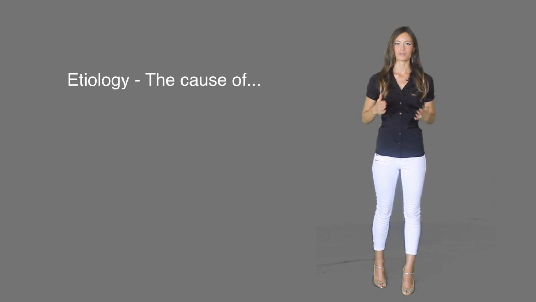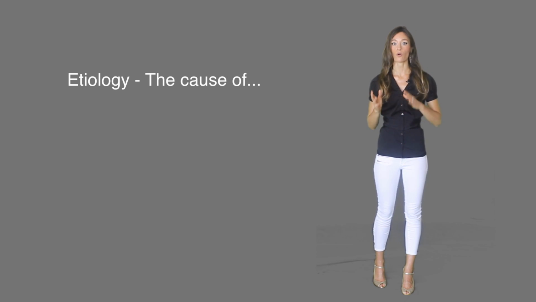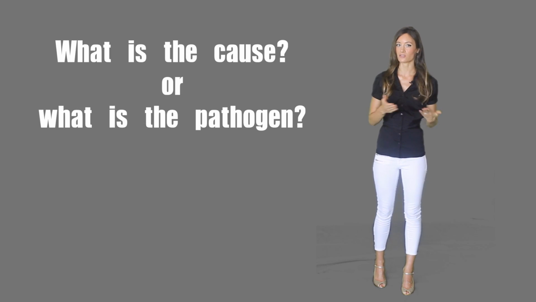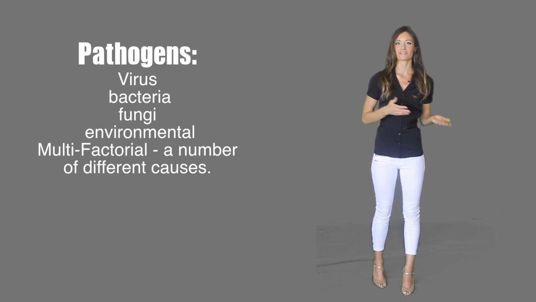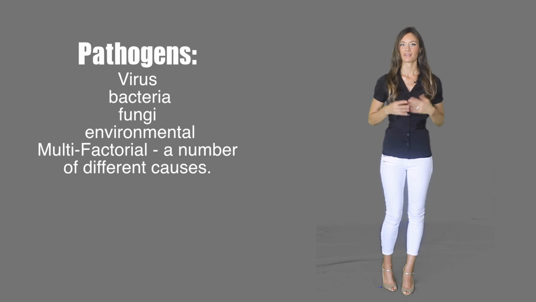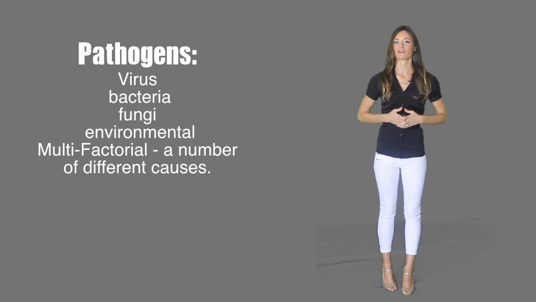Etiology is a word that you will see a lot in this class, and it basically means the cause of or manner of causes. So what you're looking for in pathophysiology is basically what is the cause or causes, or another word is what is the pathogen. Some pathogens can be virus, bacteria, fungi, environmental, or multifactorial, meaning having many different factors.